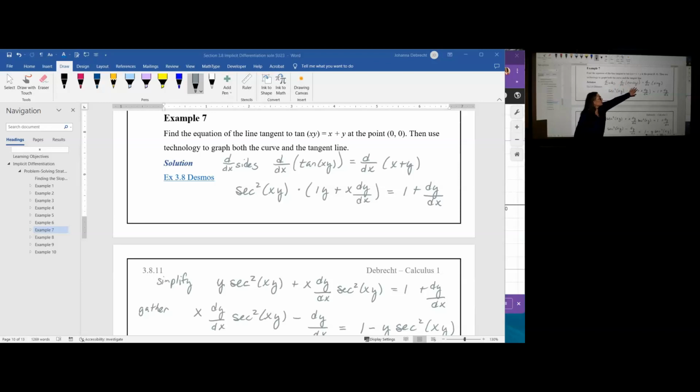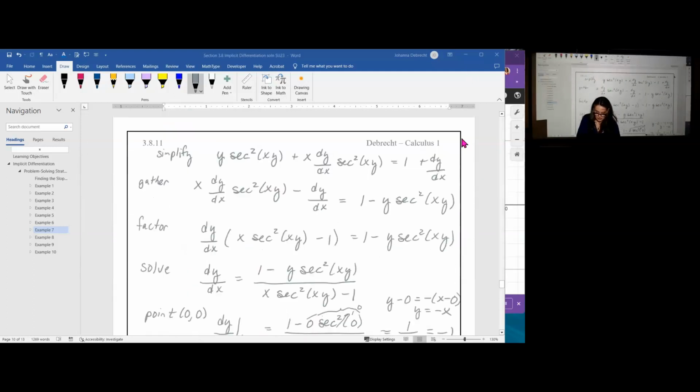Again, we take the derivative of both sides using chain rule and product rule on the tangent of xy. Derivative of tangent is secant squared, freeze the inside at xy, then multiply by the derivative of the inside using the product rule, y plus x dy dx. On the right side, take the derivative of x plus y to get 1 plus dy dx. Then we need to distribute across this addition on the left side. Then, after we've done that, we're going to gather all of our dy dx terms on the left and our non-dy dx terms on the right.